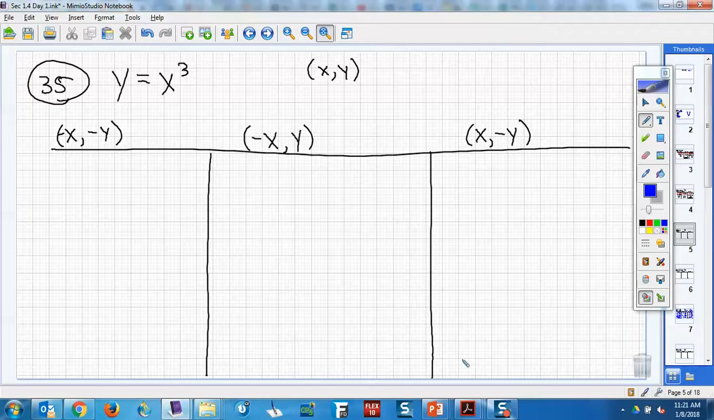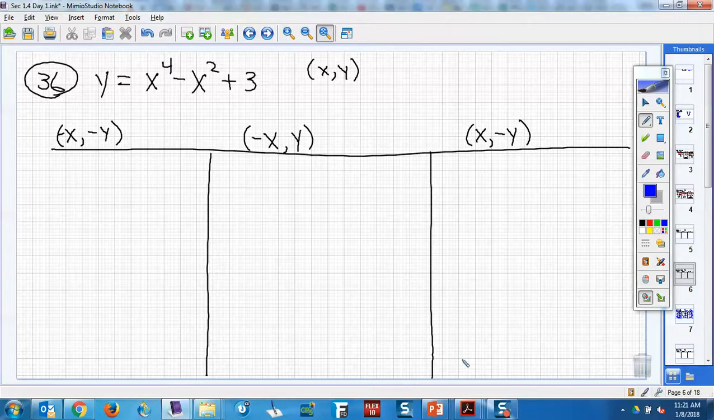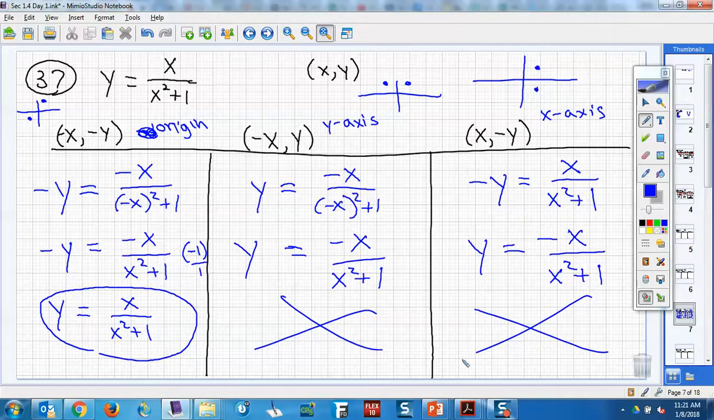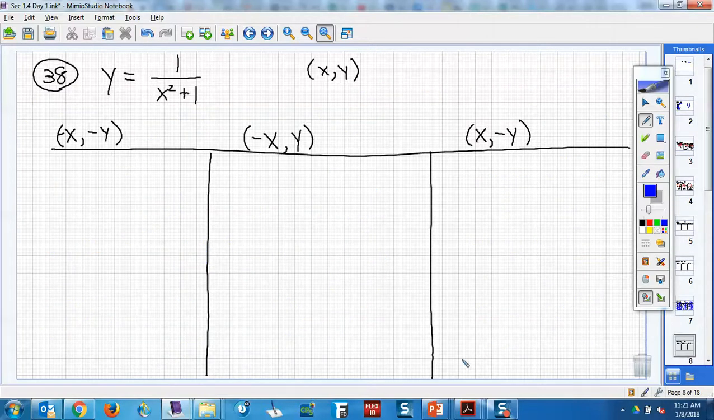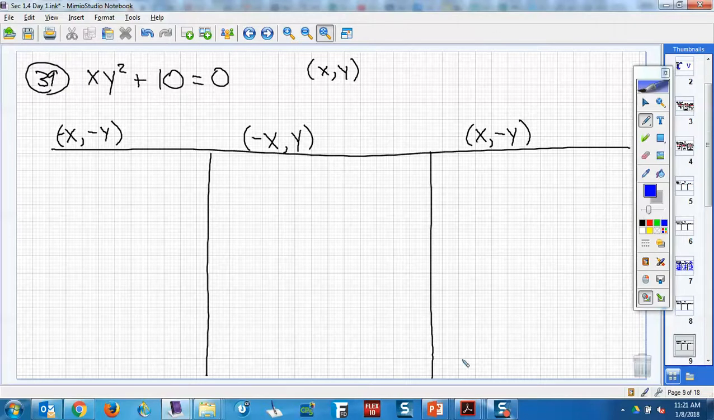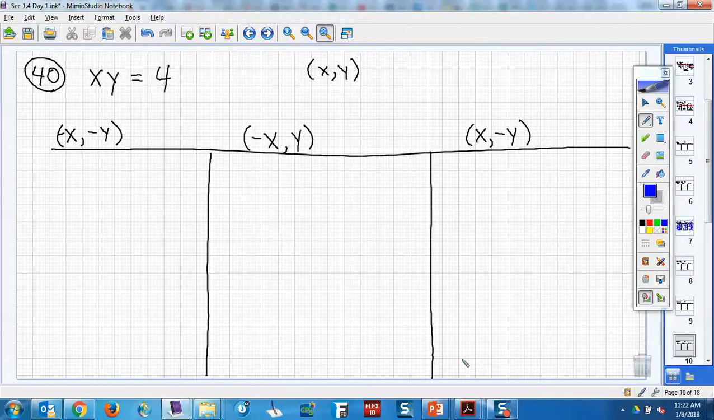This is an x cubed, and so it's going to have origin symmetry. This is an x to the fourth. It turns out that this particular one is going to be, did you get y-axis on 36? This should be y-axis symmetry on 36. This one ended up being just origin. What about 38? Y-axis, okay, 39. Which one? X-axis, okay, has a y squared in it. This one is origin, I believe.